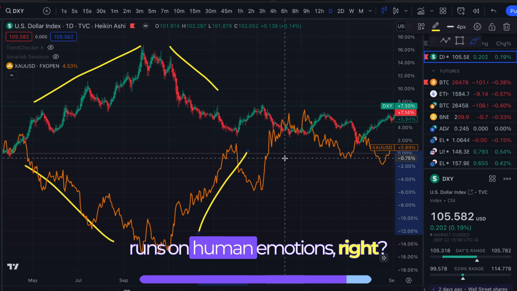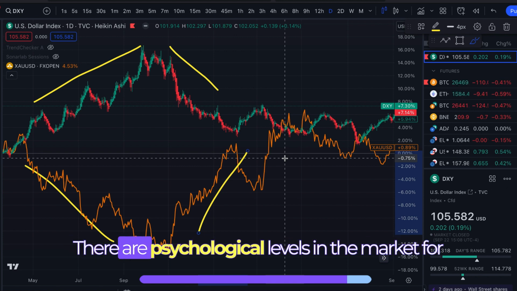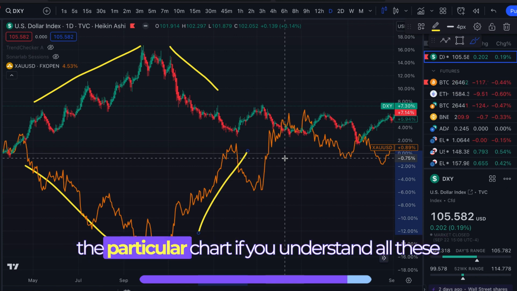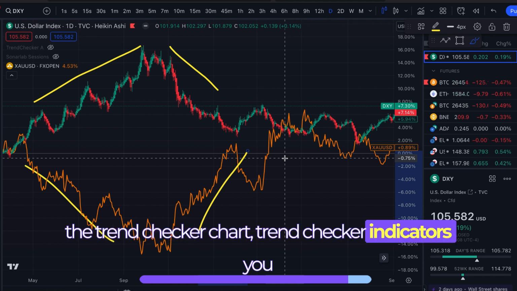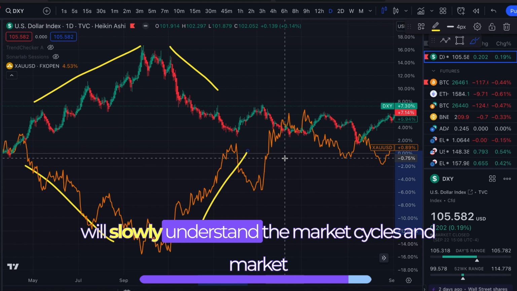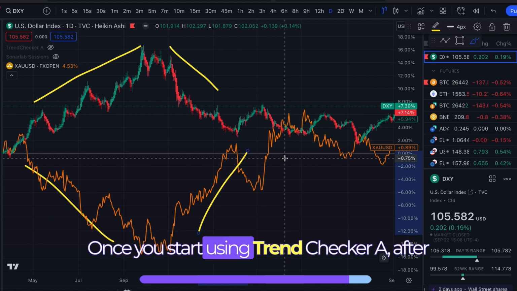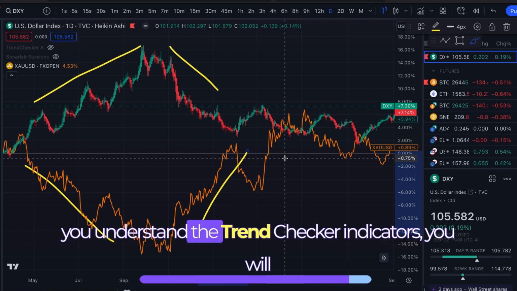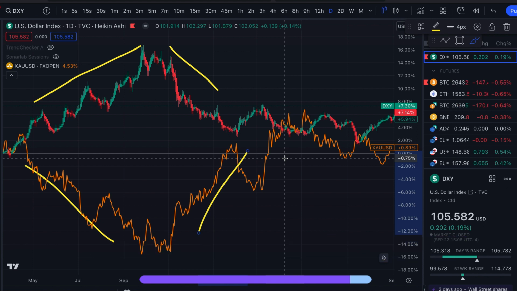Market runs on human emotions, right? Emotions are the most important thing. There are psychological levels in the market for a particular chart. If you understand all these market maker behaviors and you add them with the Trendchecker indicators, you will slowly understand the market cycles and market movements and understand the market maker behaviors. Once you start using Trendchecker A, after you understand the Trendchecker indicators, you will see yourself trading differently and with confidence. Right?